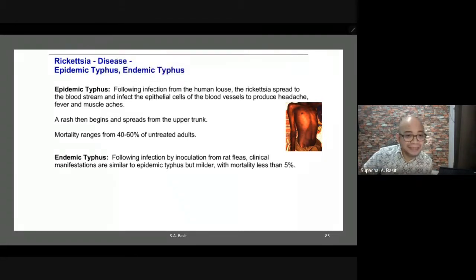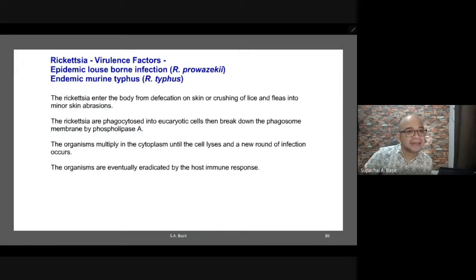Now, for the endemic typhus, following infection by inoculation from rat fleas, clinical manifestations are similar to epidemic typhus, but they are milder, with a mortality rate of less than 5%. And then we also have the epidemic louse-borne typhus here. So we're giving emphasis that it's caused by Rickettsia prowazekii. And then the endemic murine typhus is caused by Rickettsia typhi.